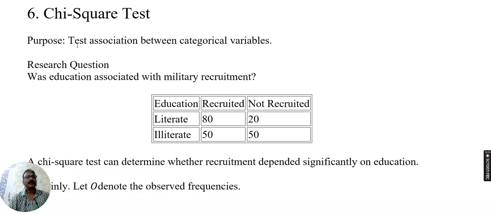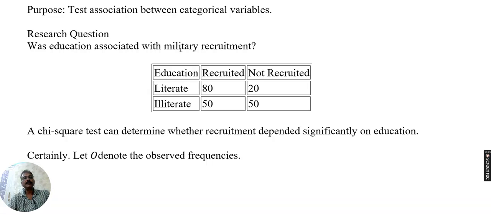So what is the purpose? To test association between categorical variables. A categorical variable is not a quantitative variable. We can measure it in terms of low, medium, high, in this way. So what is the research question? Was education associated with military recruitment? The military recruitment will be like this: recruited or not recruited, yes, no.